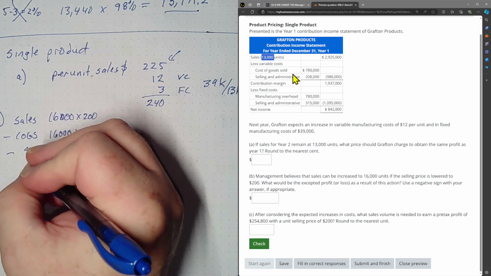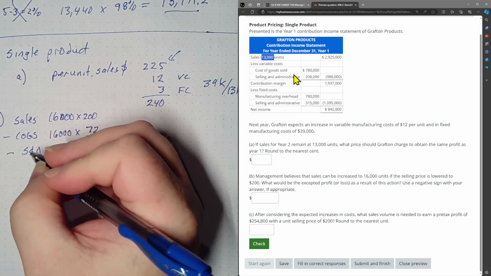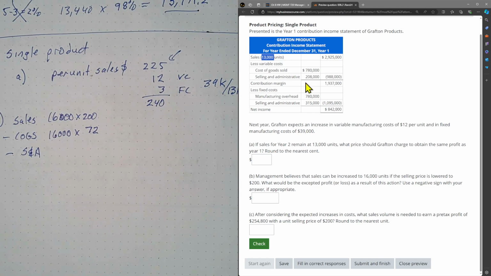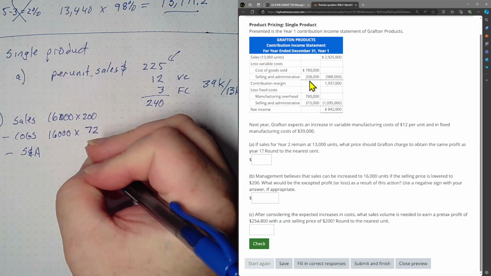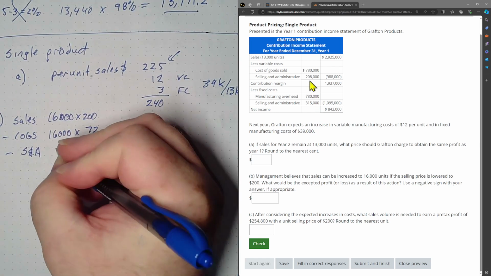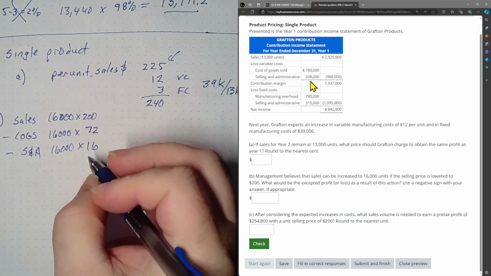And then if I take out the sales and administrative, you notice we didn't do anything to this and we didn't change it. So if I just take 208 divided by 13,000, what was it before? $16 per unit. It's still going to be $16 per unit. It's just that we're going to be at 16,000.